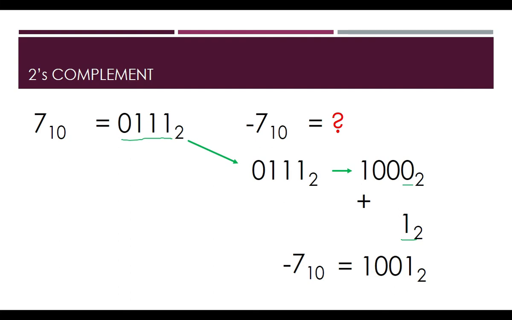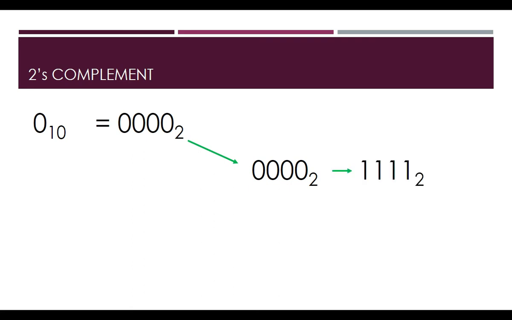Okay, so let's have another example. So let's try 0. So 0 can be written in binary as 0, 0, 0, 0. And then let's copy this and apply 1's complement. Every time we invert bits, we are applying 1's complement. So this is now the inverted version of 0, 0, 0, 0. So what we get is 1, 1, 1, 1.